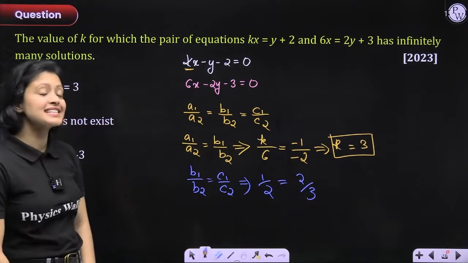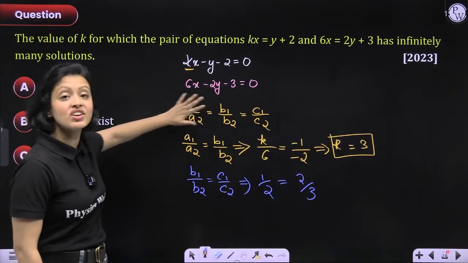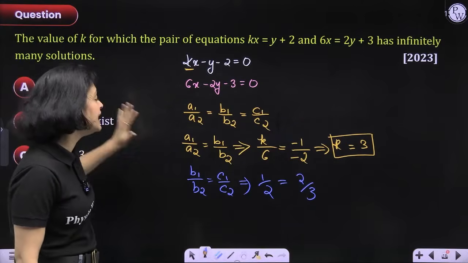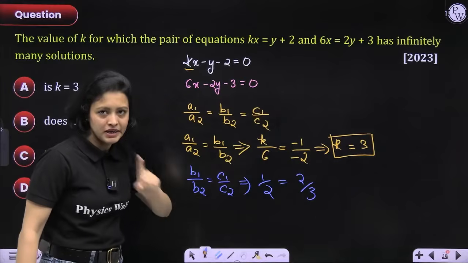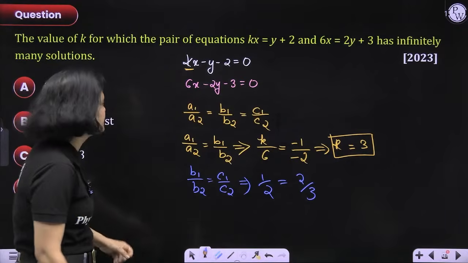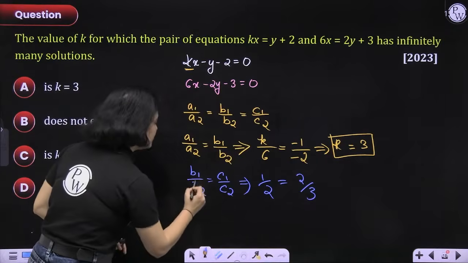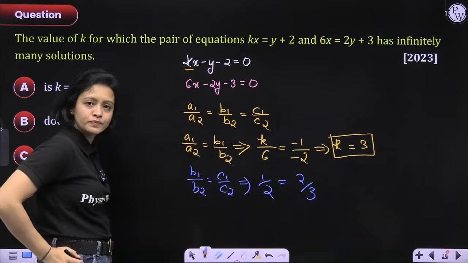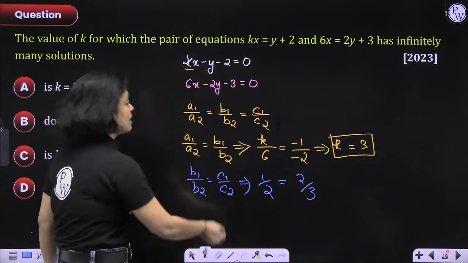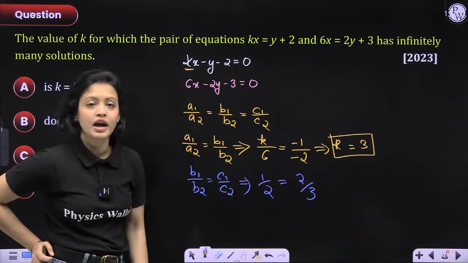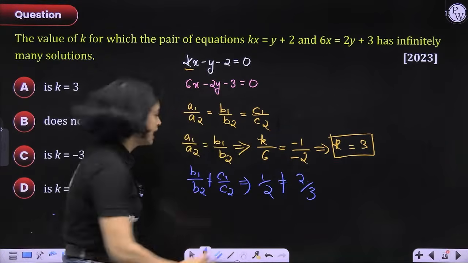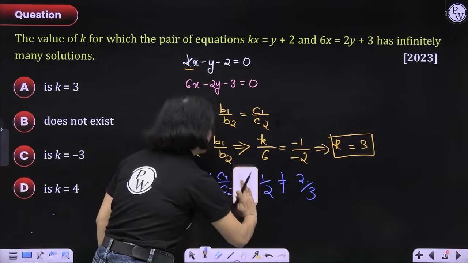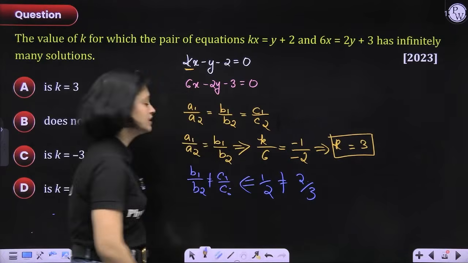The common sense is, see the ratio here, these three things should be equal, right? So that means b1 by b2 individually should be equal to c1 by c2, yes or no? Right? But b1 by b2 is coming out to be 1 by 2. c1 by c2 is coming out to be 2 by 3. Are they equal? They are not equal. They are not equal, right? See here, they are not equal.